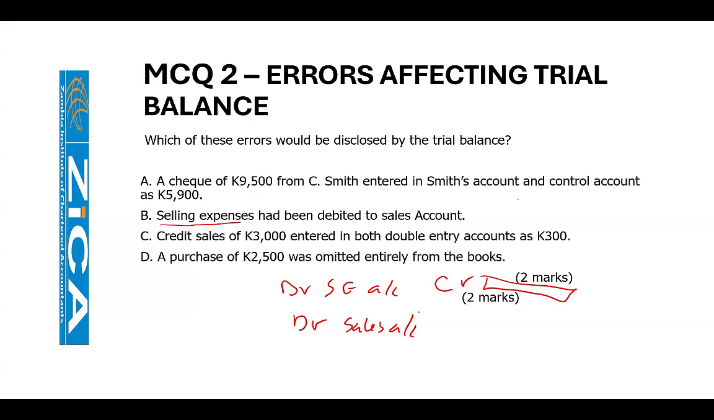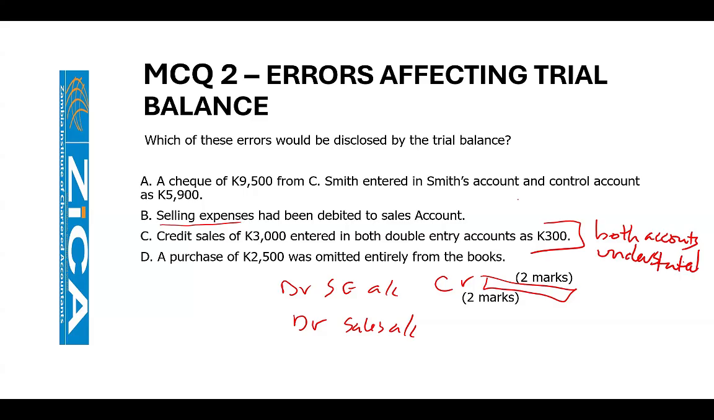So credit sales of 3,000 entered in both double entry accounts as 300. This is an example of both accounts understated. Understated. So when understatement involves both accounts that are involved, this one is not an issue.